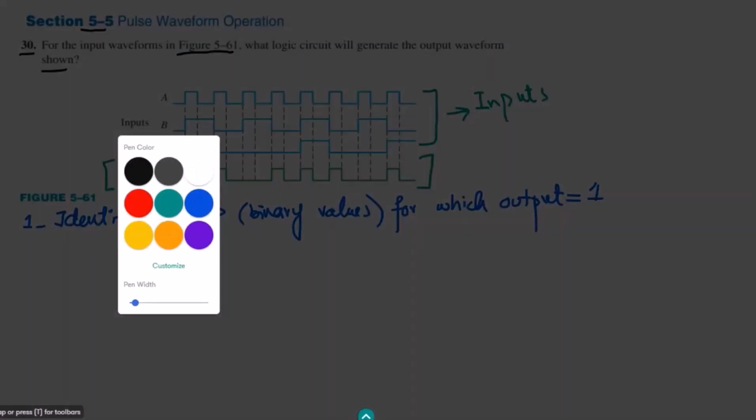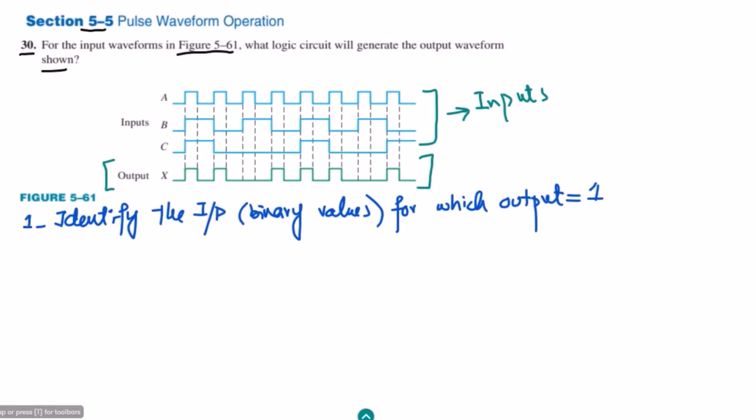So let me first identify them. So here we can see that this is 1, this is 1, this is output. Okay, we can see that X is the output. Here this is also 1, 1, 1, 1. Okay, so for these levels I have to find out the inputs or the binary values of the input. So for the first one I can see that the combination I have here is 1, 1, 1. For the second I have this 1, 0, 0. Okay, so this is the combination.